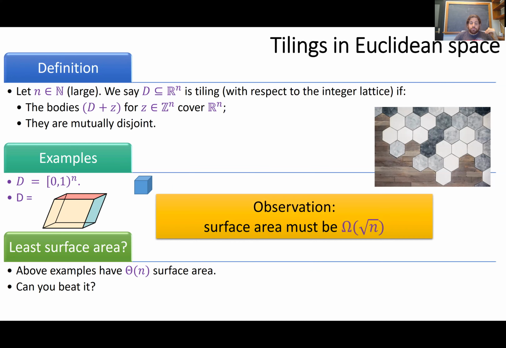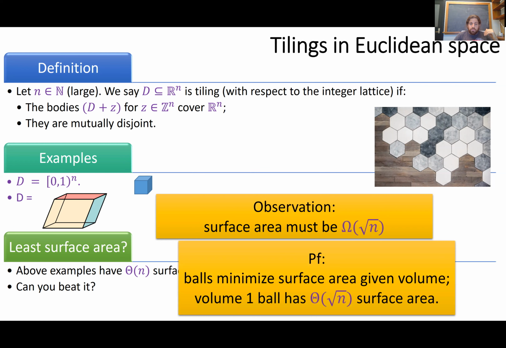So let's first observe that the surface area of any tiling body must be at least square root of n. And what is the proof? Well, it's easy to see that if D is tiling, the volume of D must be 1, because you have to cover Euclidean space by each of the shifts. But then, among all bodies with volume 1, the one that minimizes surface area is the ball, and a ball has surface area square root of n. So this is why your body must have surface area at least square root of n.